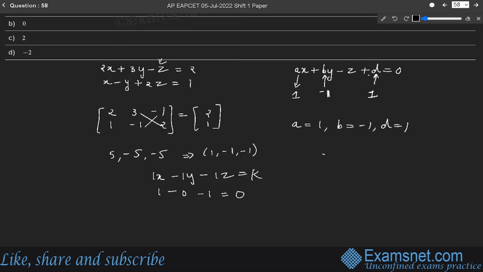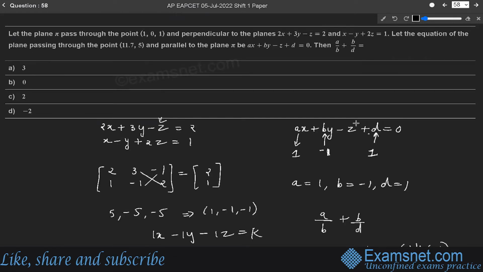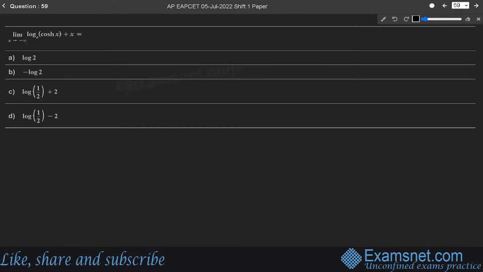We have to find a upon b plus b upon d. So substituting the values here, it will be 1 upon minus 1 plus minus 1 upon 1, which is equal to minus 1 plus minus 1. Minus 1 and minus 1 is minus 2. So the correct answer for this question is option number D, which is minus 2.